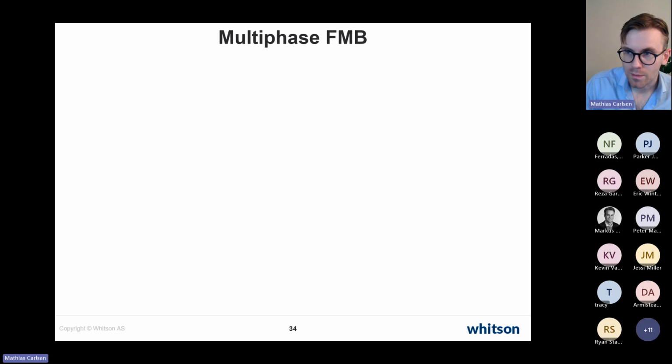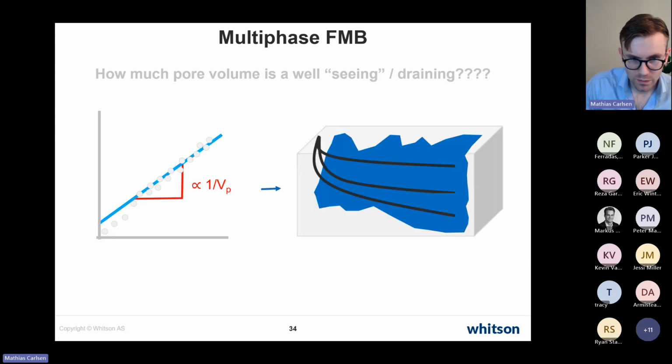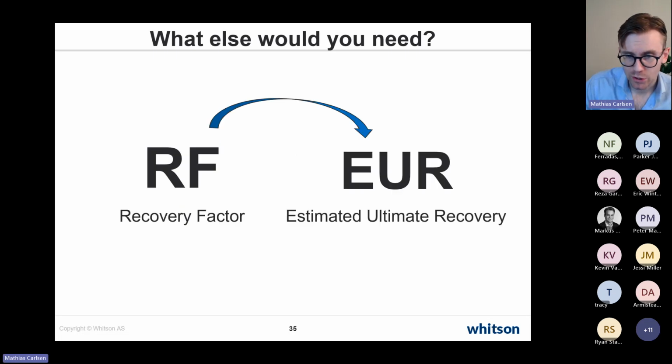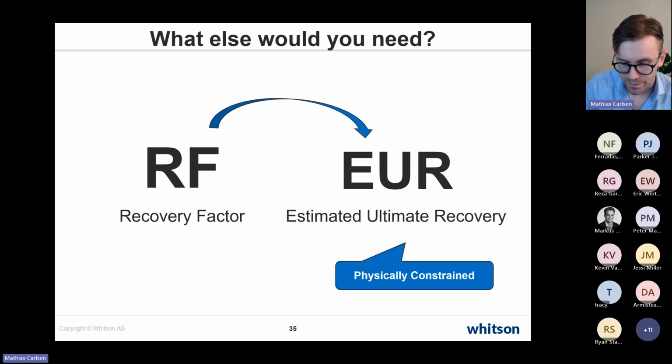So your multiphase FMB provides you with the pore volume, how much we're seeing. And the recovery factor is needed for us to get an EOR estimate, right? That we would like to sense check our declines with, for instance, and we would like them to be physically constrained. Okay, so that's the whole reason why we have that methodology there.